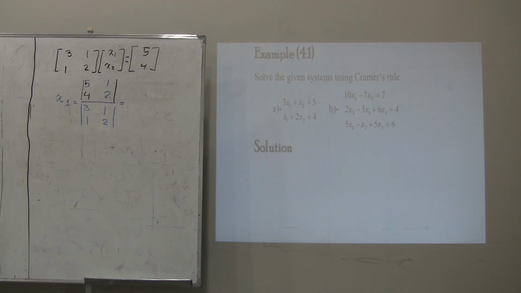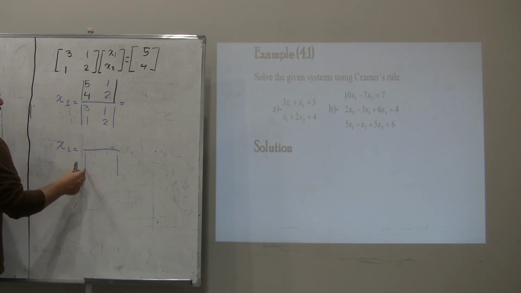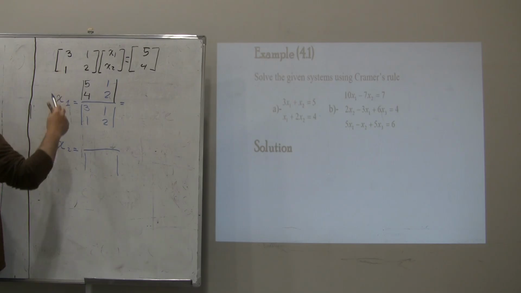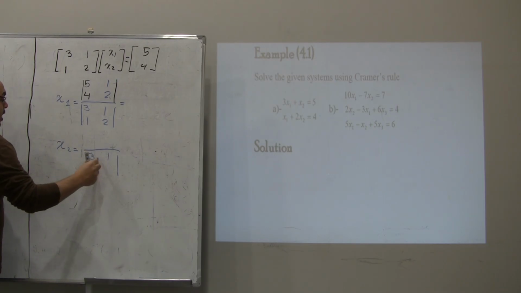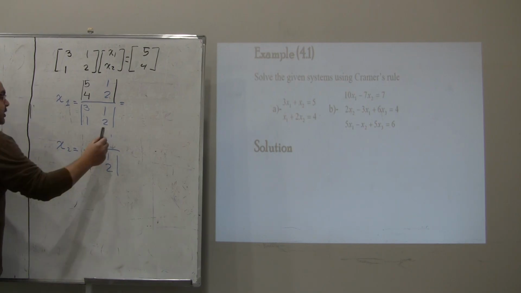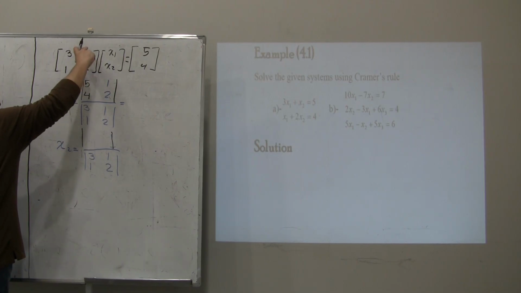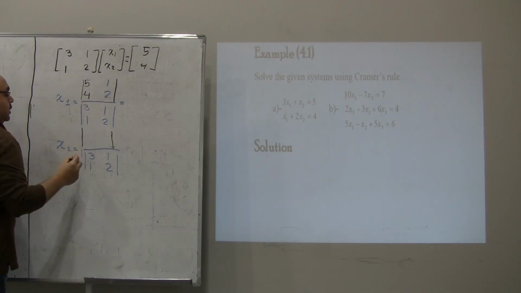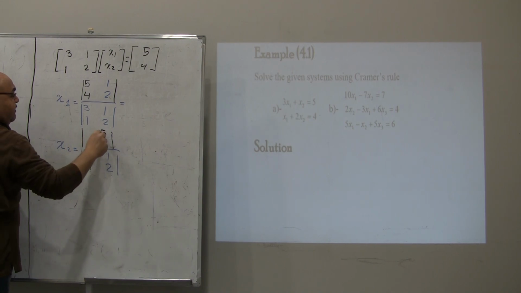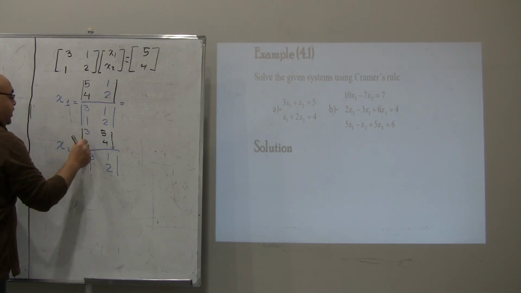Mr. Hazan, can you do the second element? I'm seeking the value of x2. That's x2. So all I have to do is divide by the determinant of the coefficient matrix, which is 3, 1, 1, and 2. Then the determinant in the numerator is going to be really very simple. I will replace the coefficients of x2 by the result, so it's going to be simply 5 and 4. But the first column will remain the same, which is 3 and 1.